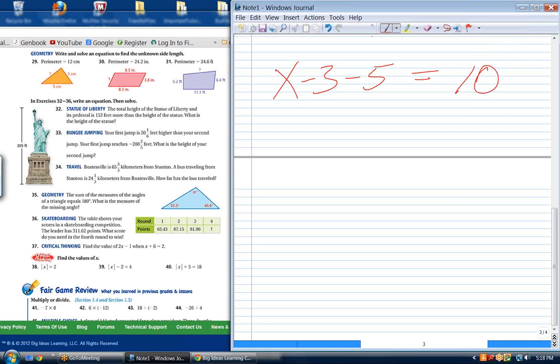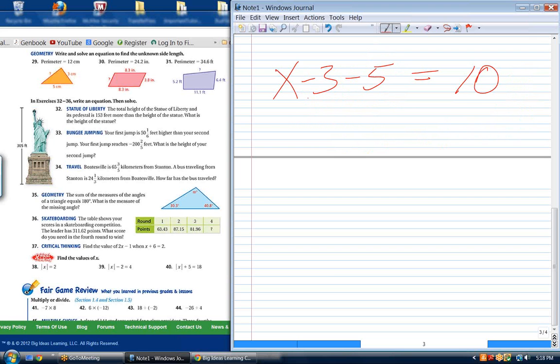x minus 3 minus 5 equals 10, notice that I don't have to do this first. I can just take each piece of this. I can look at this and say, I want to move that to the right side. Well, I do that by changing its sign, and I add 3. I can do the same thing to this. I want to move that to the other side. Well, I'm going to change its sign. So now x equals 18. Notice that that was maybe easier. I don't know. That's just the way I do it.